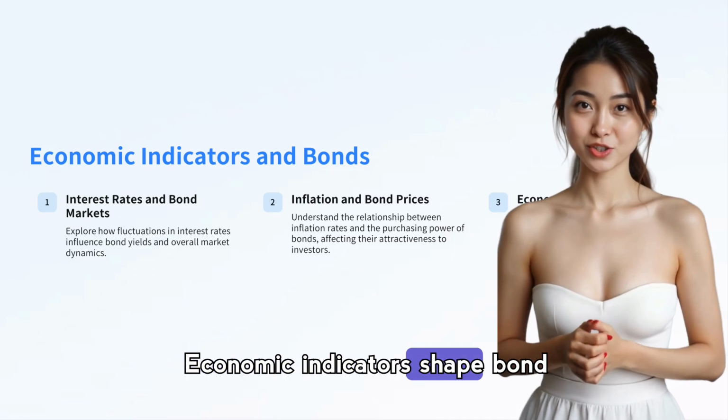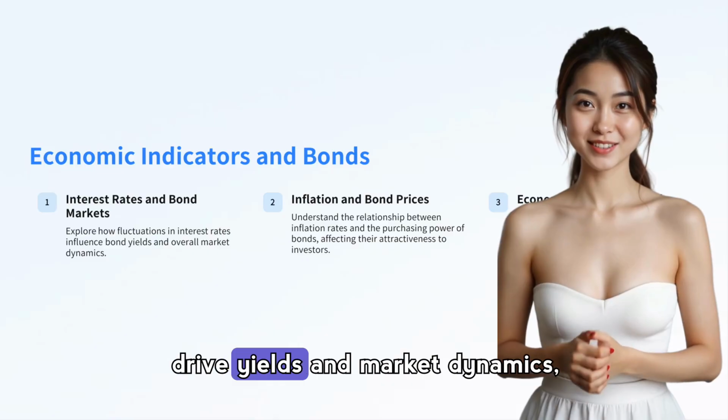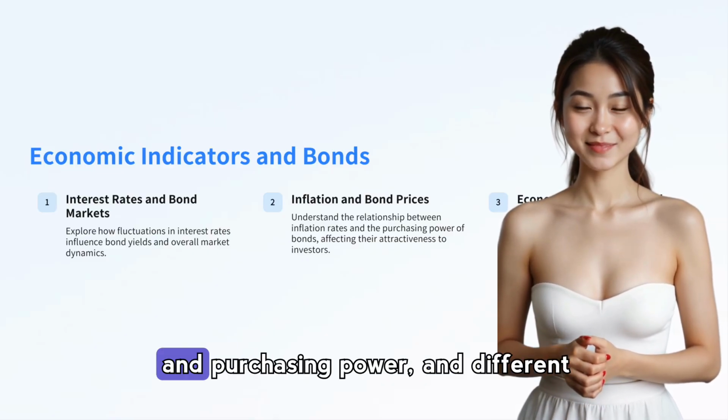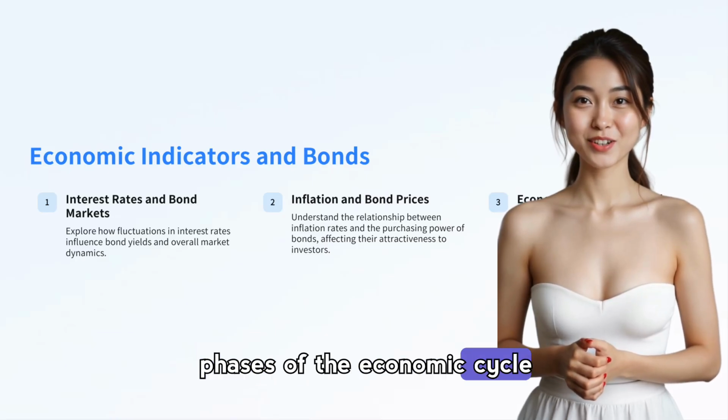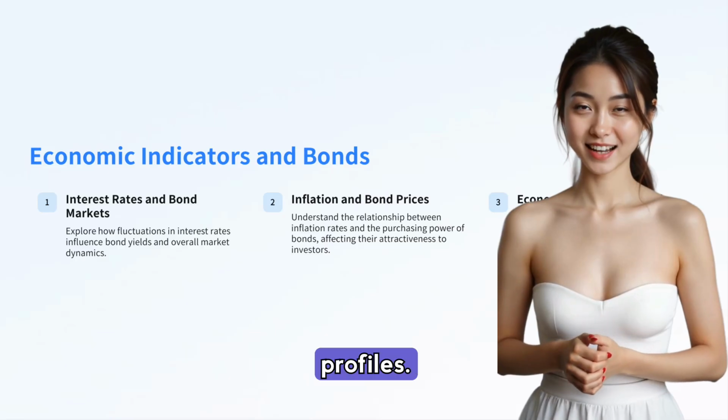Economic indicators shape bond behaviour. Changes in interest rates drive yields and market dynamics. Inflation affects bond attractiveness and purchasing power, and different phases of the economic cycle influence bond performance and risk profiles.